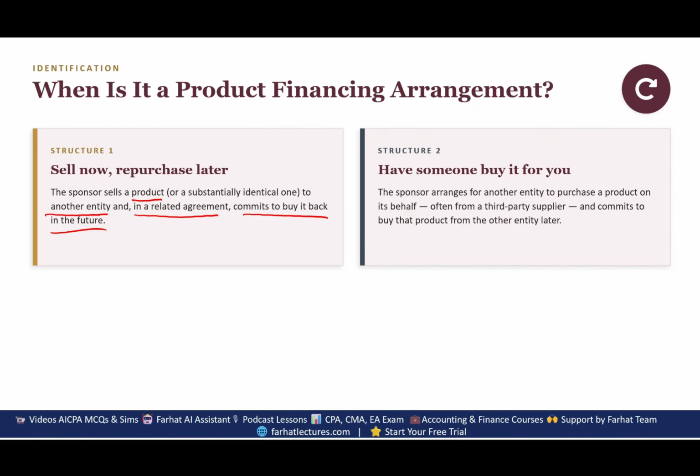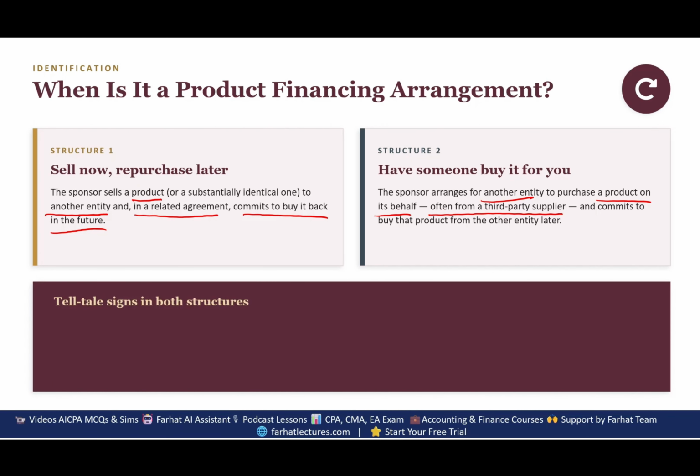Or the second structure is have someone buy it for you. So the sponsor arranged for another entity to purchase a product on its behalf, often from a third-party supplier, and commit to buy that product from that other party later. So those are the two arrangements. Nevertheless, the telltale sign in both structures is a repurchase obligation or a related commitment to purchase. And this is the defining feature of a financing arrangement, not a true sale. So basically what you're doing is you're taking your product, your inventory, and arranging financing with it.